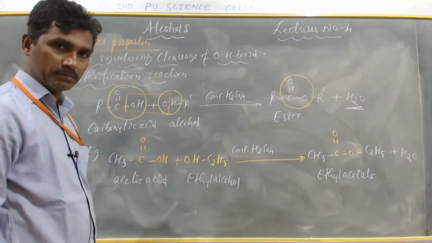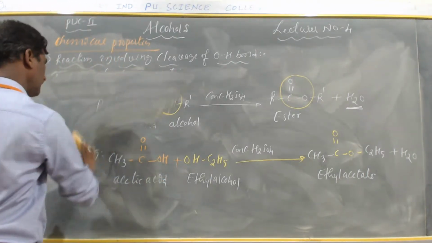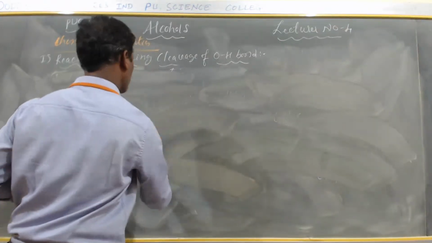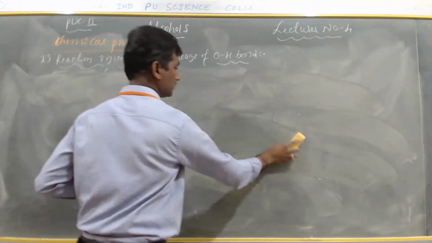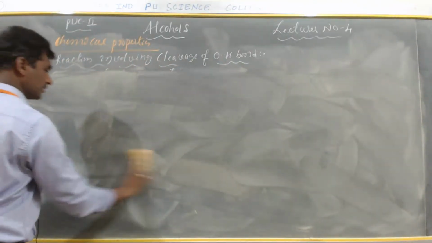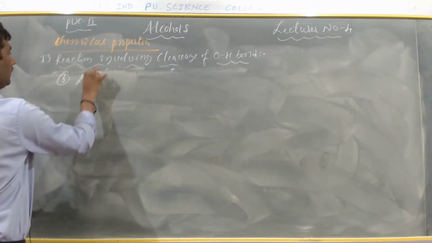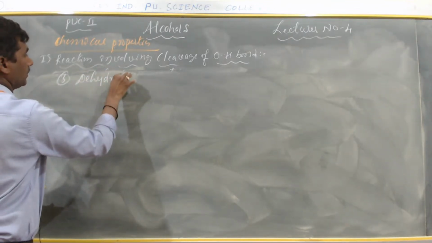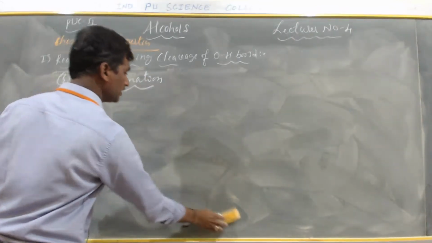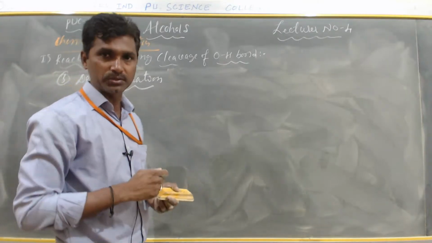This is the example. So this is the second chemical property. And the third chemical property is the dehydrogenation reaction. What is this dehydrogenation reaction? What is the meaning of dehydrogenation? Dehydrogenation means removal of hydrogen. Removal of hydrogen is called dehydrogenation reaction.